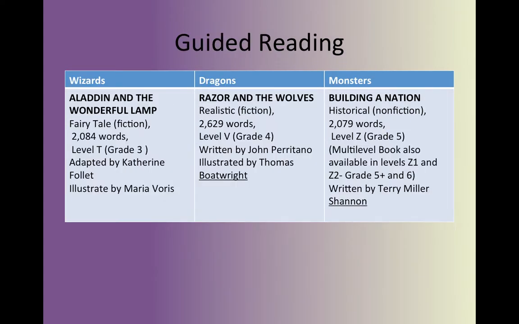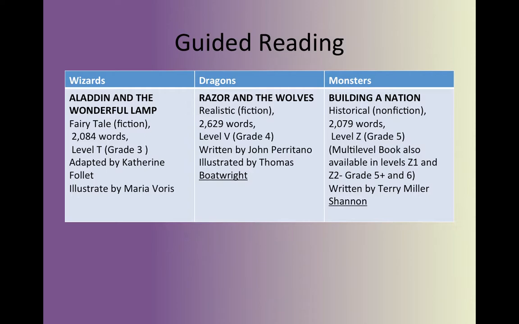Focusing on guided reading. Each student prior to our guided reading sessions had been assessed to determine their individual instructional reading levels, or their IRLs. And then from there, different books have been chosen for different reading groups. So the Wizards, as you can see, are reading Aladdin and the Wonderful Lamp. That's a level T, so a very high grade 3 or a low to mid grade 4. The Dragons are reading Razor and the Wolves, which is a mid grade 4 to high grade 4.